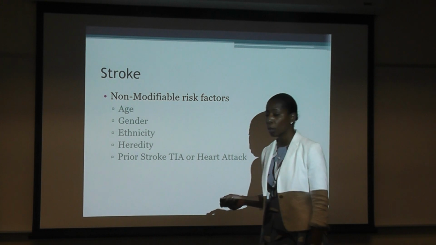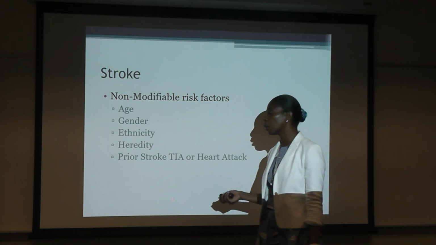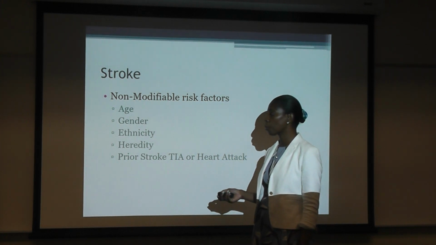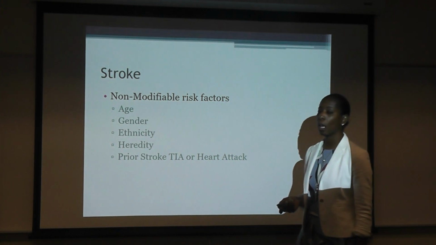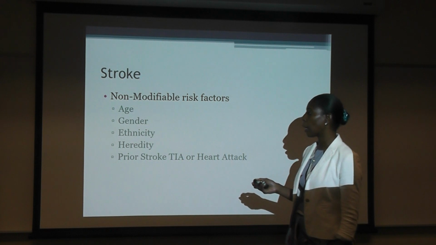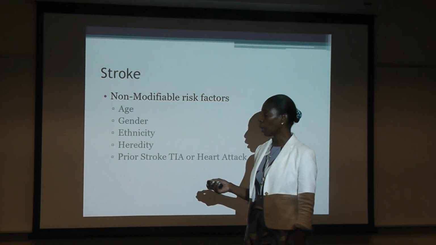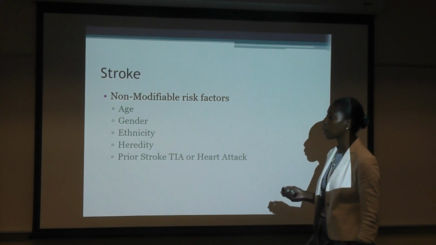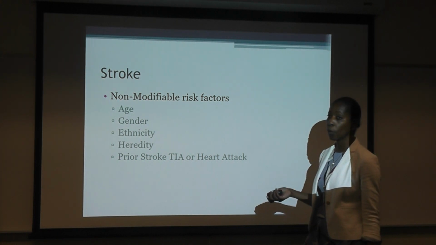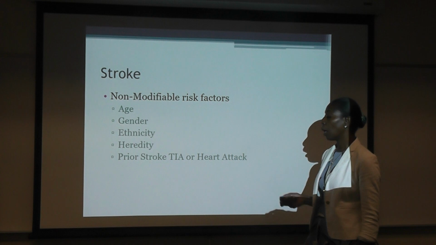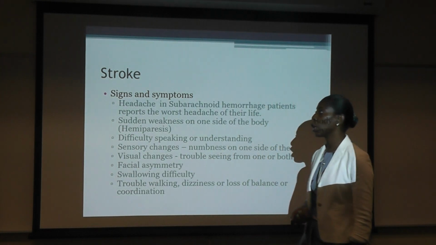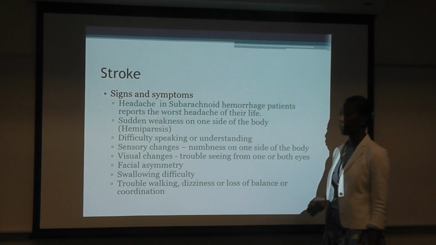Your age, what gender you are, males are more prone to intracerebral hemorrhages, ethnicity, African Americans, Indians, Hispanics, higher risk for hypertension, therefore higher risk for these. Heredity, depends on what your family background is. History of prior stroke or TIA puts you at a higher risk, and you can't change that, so, okay.